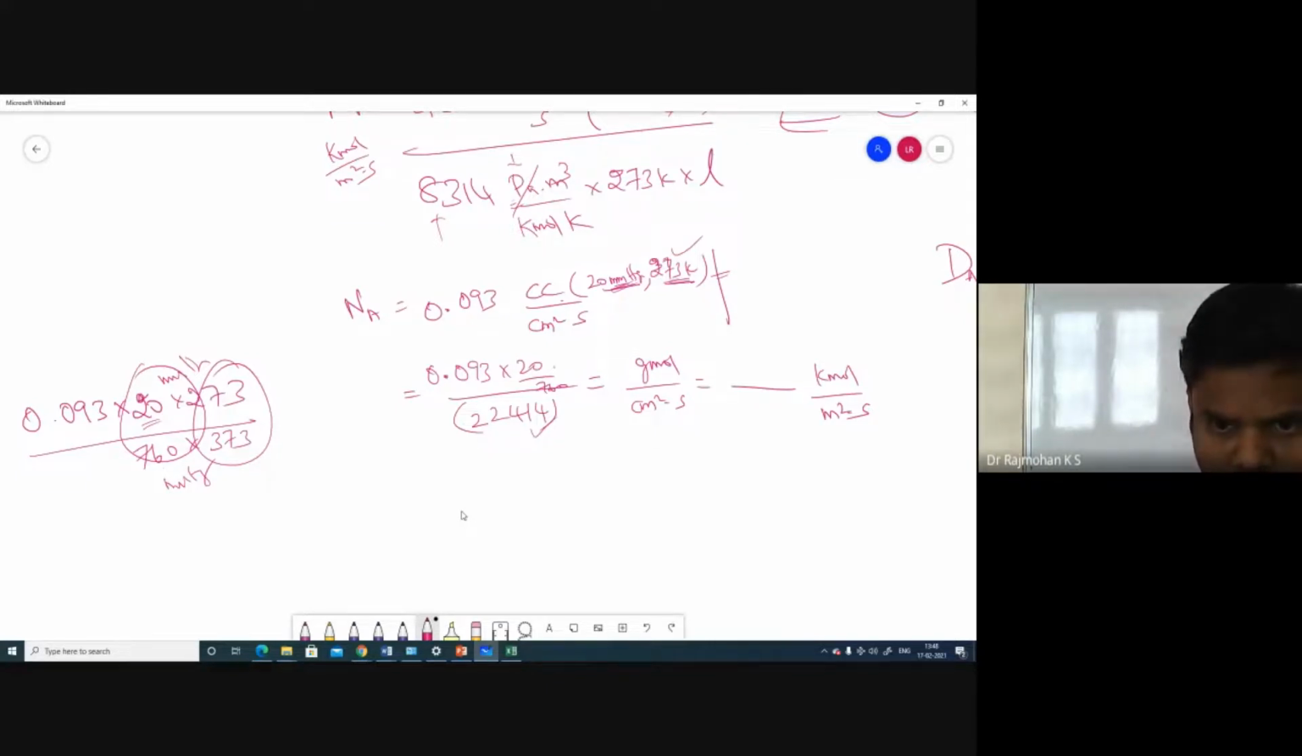So what is the value? 7.09 into 10 power minus 7. Very good. 1.09 into 10 power minus 8? I'm getting 10 power minus 7. Same value.